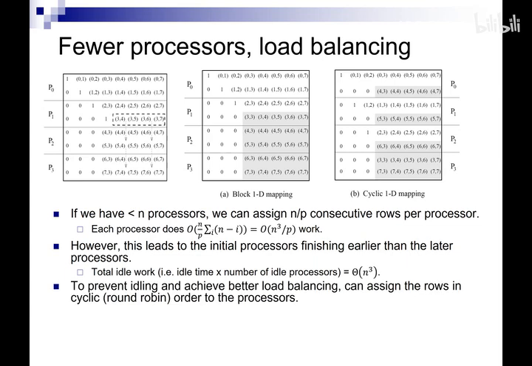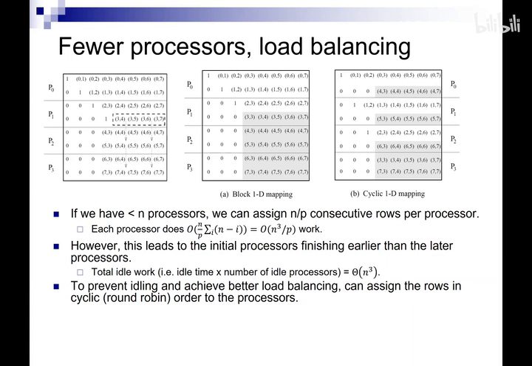So a way that we can achieve better load balancing and have less idle time is to not assign consecutive rows to a process, but rather to do it in round robin order. This is what's being shown over here, where if you have, let's say, 4 processes and 8 rows, you assign the rows in round robin order. So you give row 1 to process 1, row 2 to process 2, and then 3, and then 4. And then row 5 you give to process 1 again, and then 6, 7, and 8. So this is a cyclic mapping of the rows to the processes.